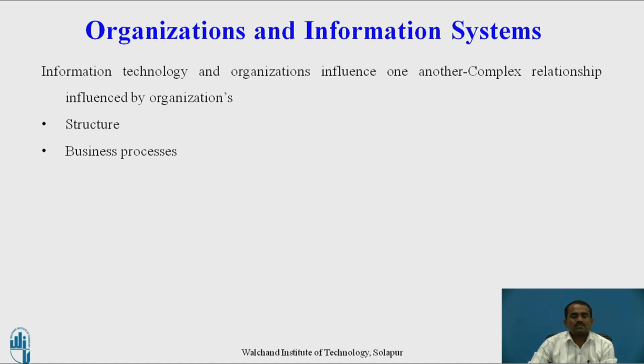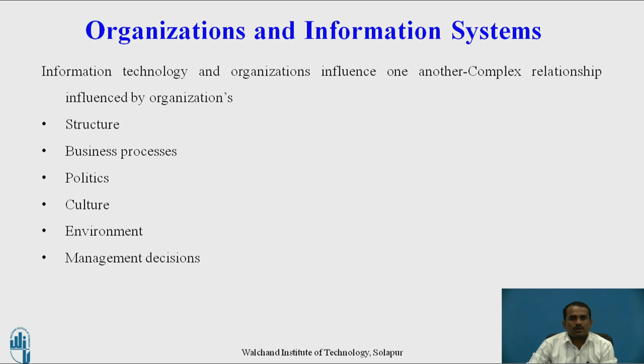In organizations in general, before starting any type of organization, we have to know what the relationships are and what the different components are that are required. We have to know the structure of the organization, what processes we have to use for the business, what political points are required, what types of culture we have to adopt, and what type of environment. So management decisions we have to take. These are the different points we have to consider in the business process.